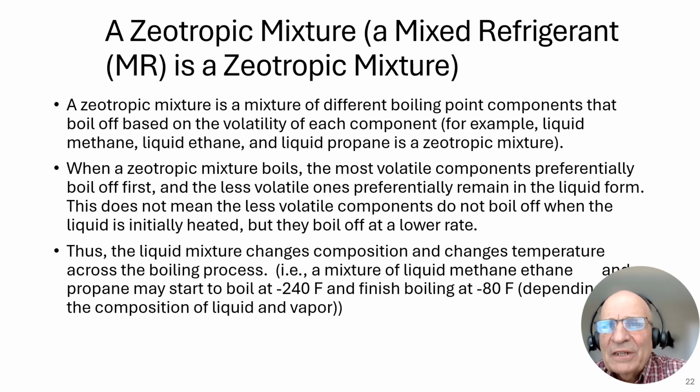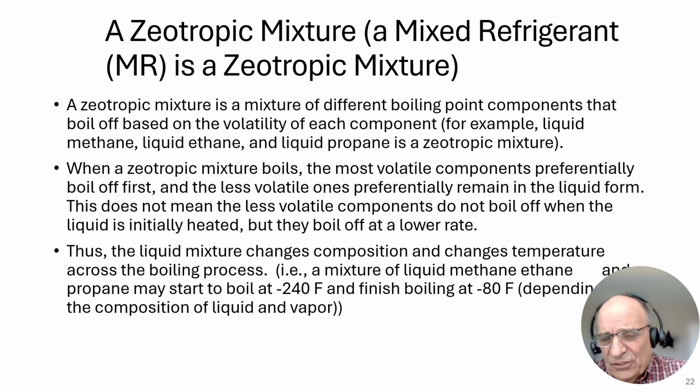So let's say we took a mixture of methane, ethane, and propane. Well, methane is highly volatile. It wants to flash into a vapor. Ethane is less volatile, but it's still fairly volatile. And propane is even less volatile.